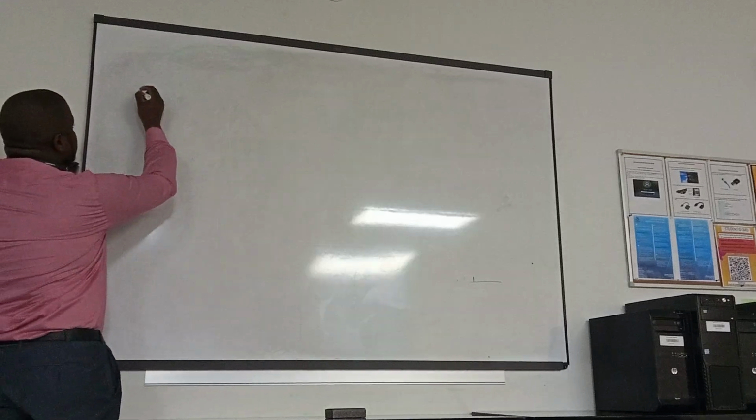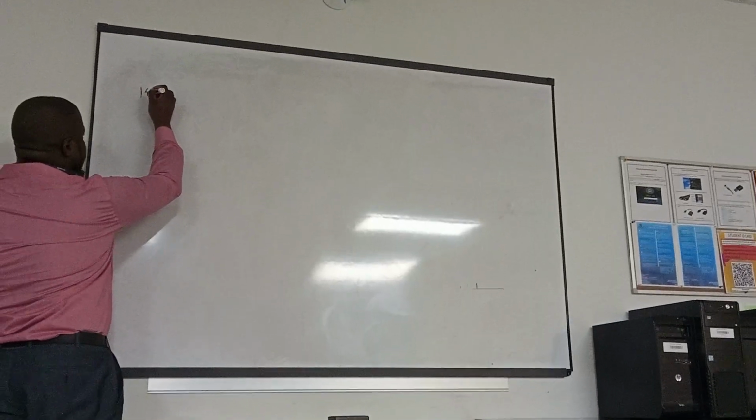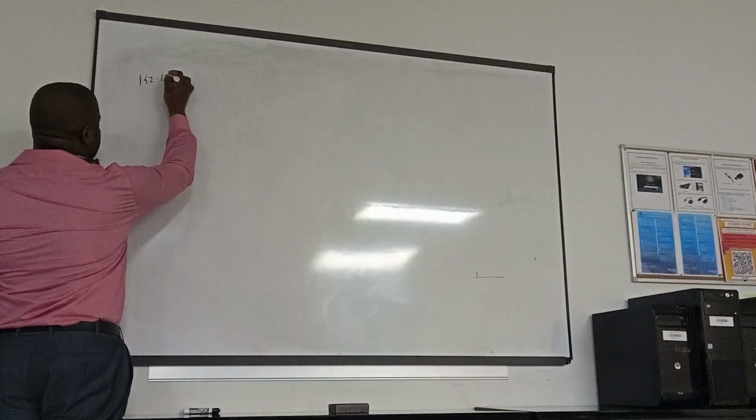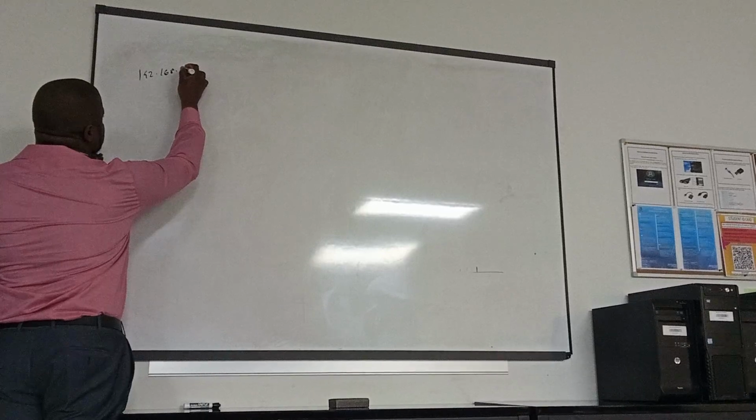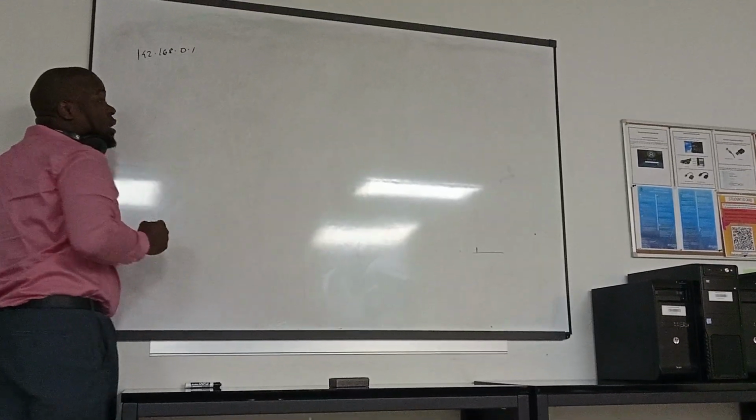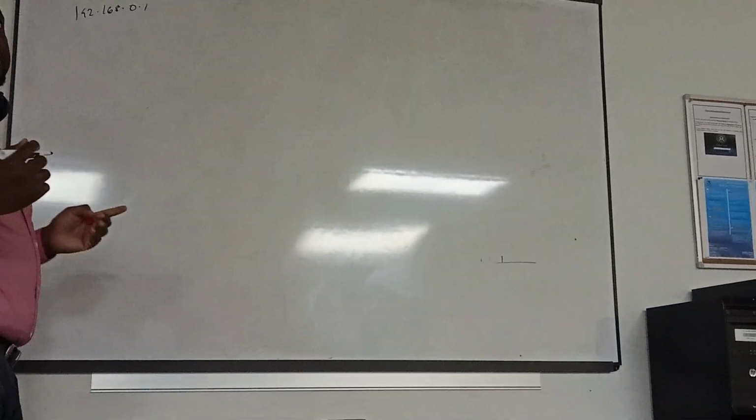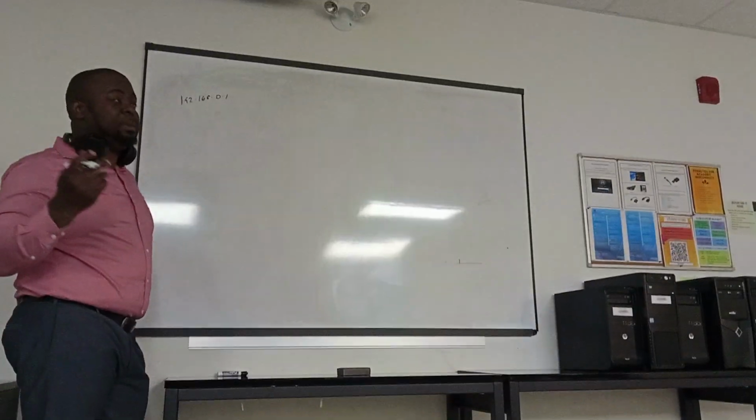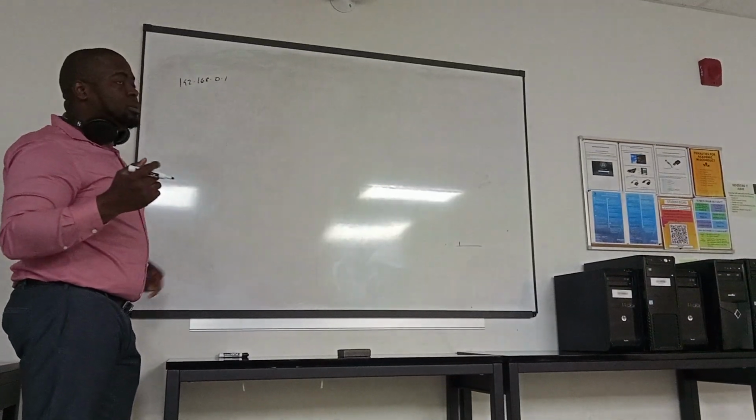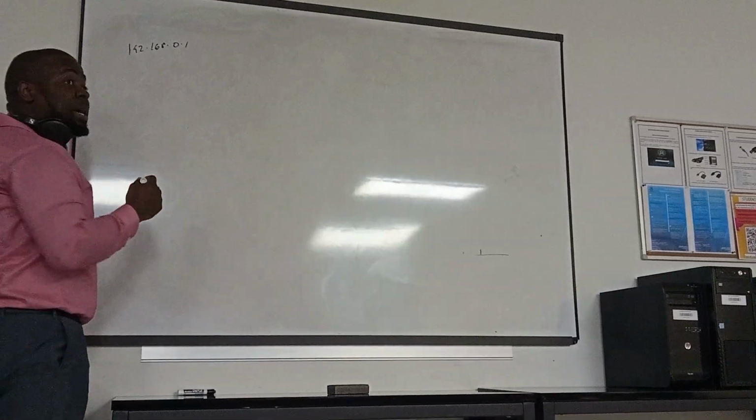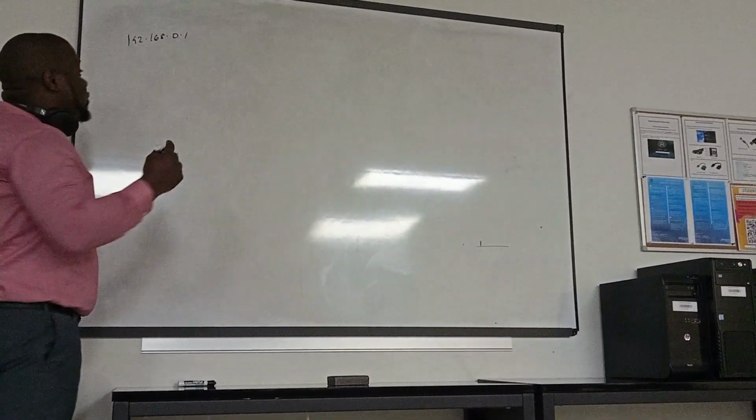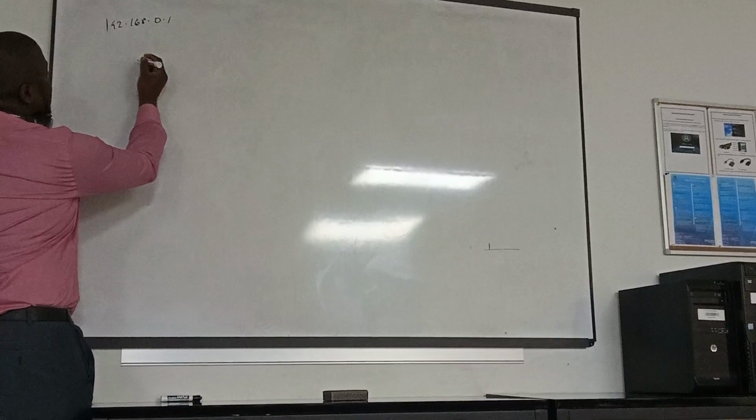Address, we have 192. Let's assume we have 192.168.0.1. That's the IP. Well, that's the IP class, though. Now, let's assume that in our network, this is what we have.